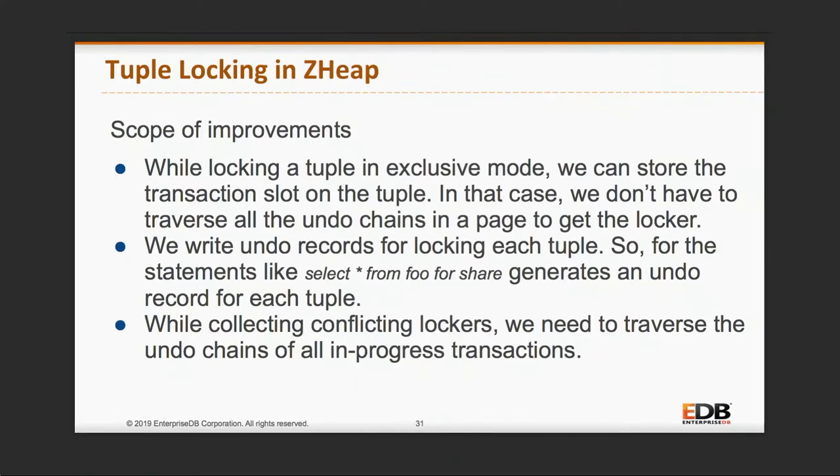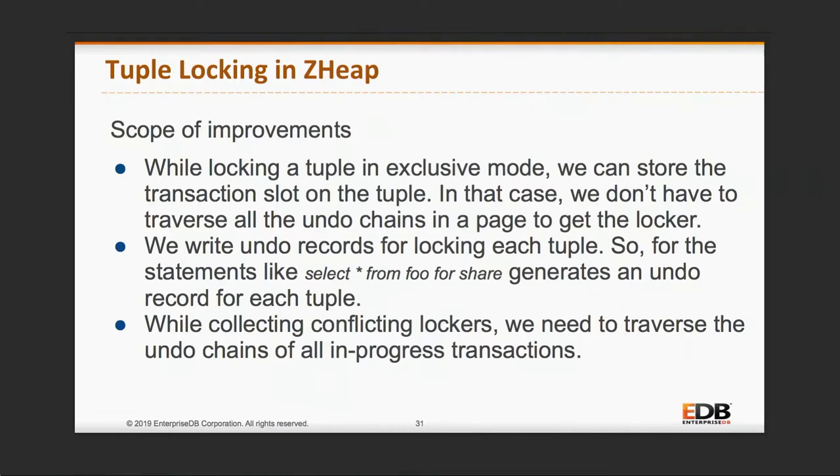So the scope of improvements. While locking a tuple in exclusive mode, it is guaranteed that once you get the exclusive lock, there can be no concurrent lockers, right? So in that case, we can actually put the slot in the tuple so that we don't have to traverse the whole undo chain once it has an exclusive lock on the tuple. So this is some optimization that we can do when it has an exclusive lock.